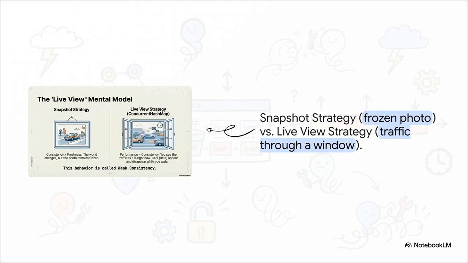This brings us to the second and much more performant fail-safe strategy, the live view. And this is really where ConcurrentHashMap comes into play. Instead of working from a frozen photograph, it's more like you're just looking at traffic passing by through a window. The cars, your data, can show up and disappear while you're watching. You're giving up that perfectly consistent frozen snapshot in exchange for way better performance.